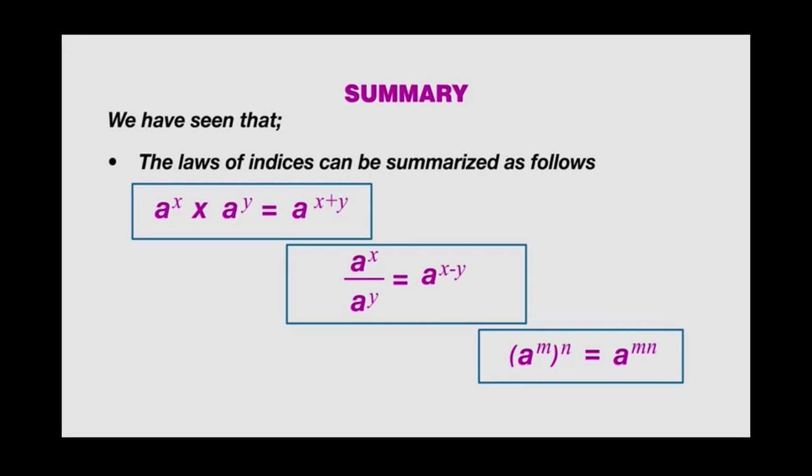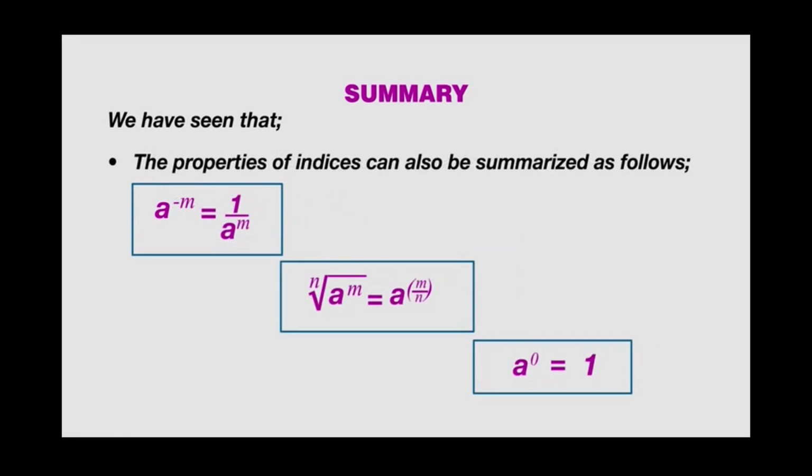We also saw some properties of indices. And the first one says a raised to the power negative m is equal to 1 over a raised to the power positive m. And the nth root of a raised to the power m is equal to a raised to the power m over n. Finally, a to the power 0 is equal to 1.